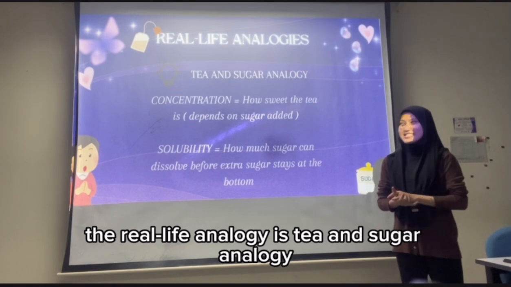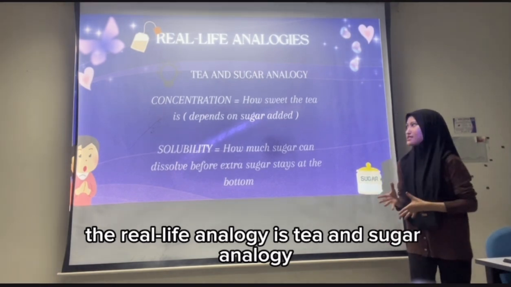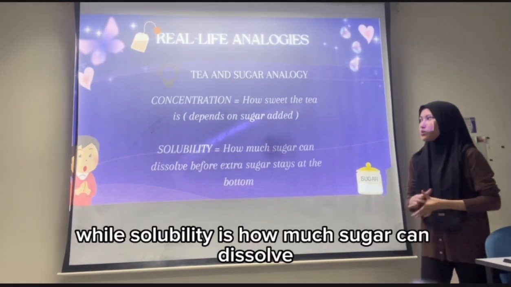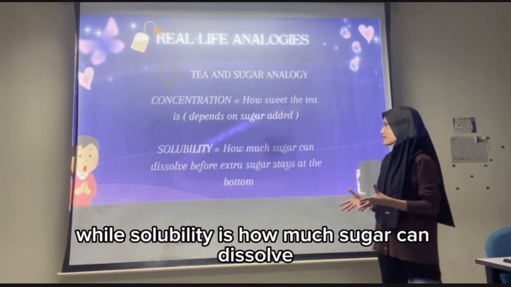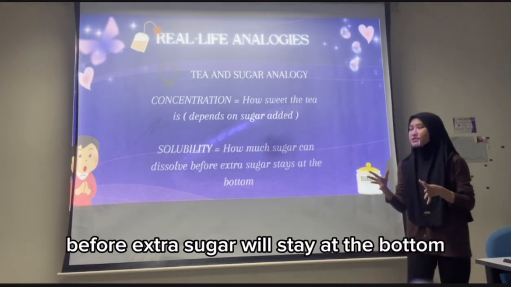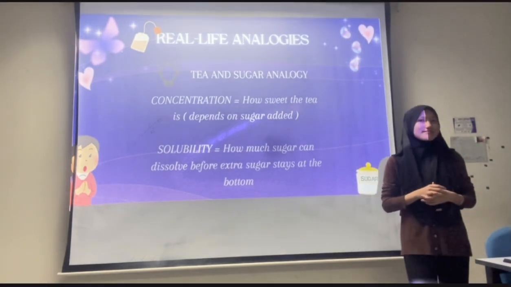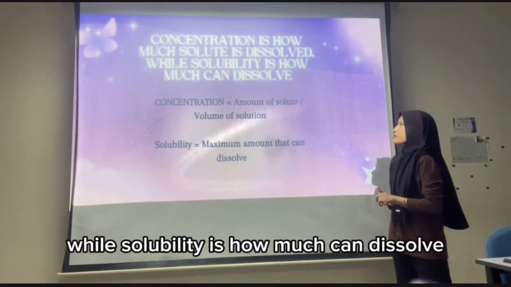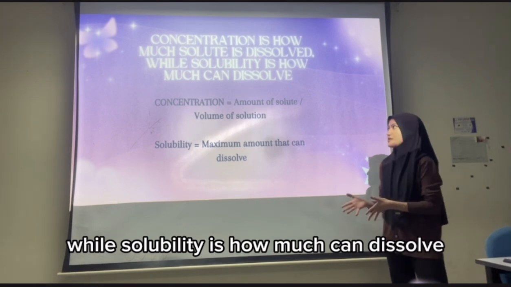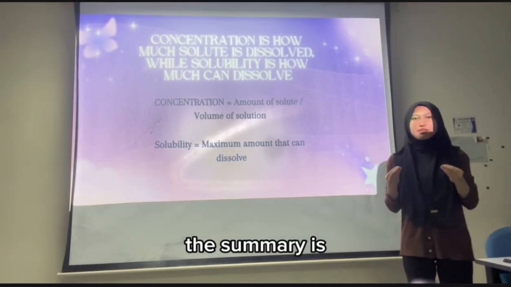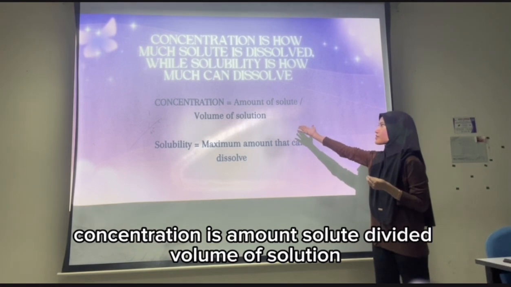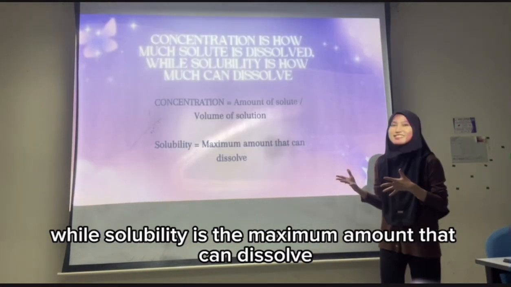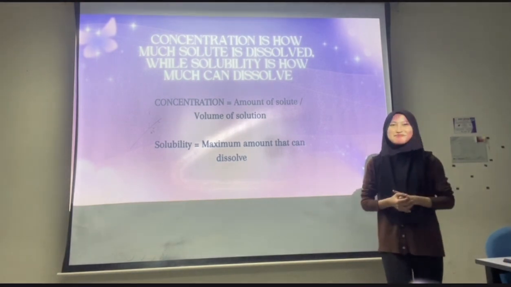The real life analogy is the tea and sugar analogy. So concentration is how sweet the tea is, which depends on the sugar we added, while solubility is how much sugar can dissolve before extra sugar will stay at the bottom. So concentration is how much solute is dissolved, while solubility is how much can dissolve. So the summary is: concentration is the amount of solute divided by the volume of solution, while solubility is the maximum amount that can dissolve. Okay, that's all from me.